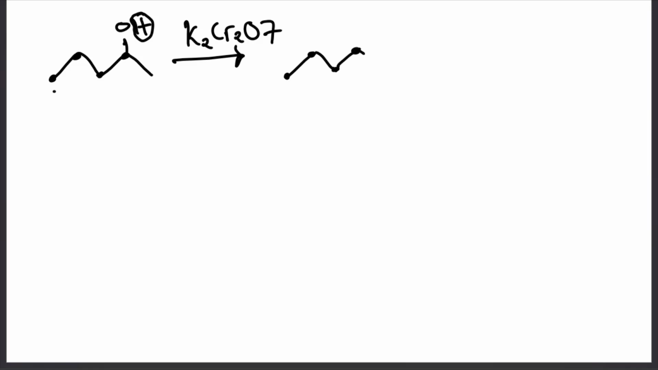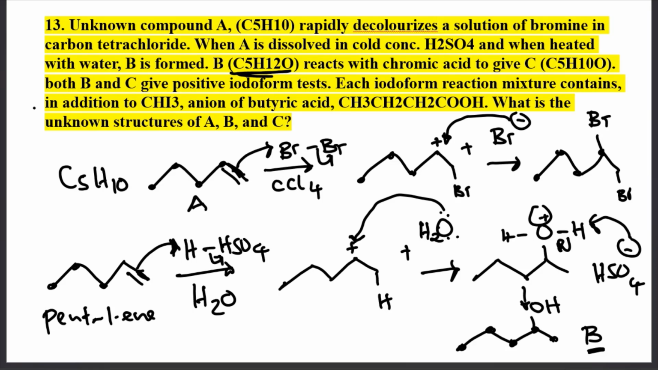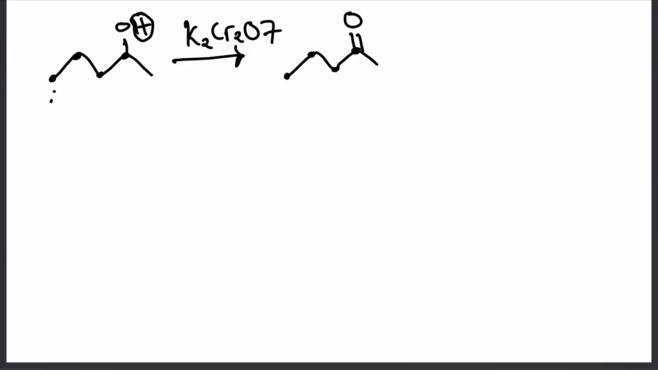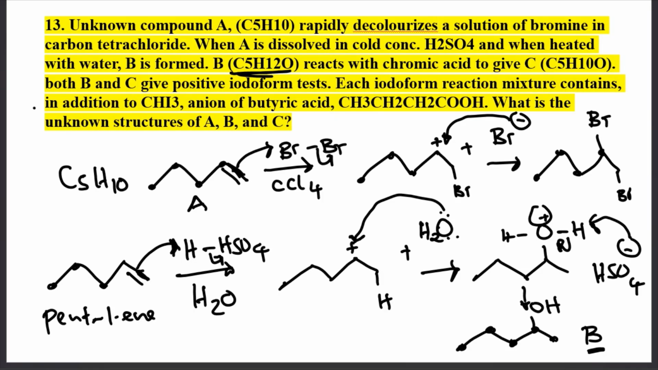1, 2, 3, 4, 5, it was formed here. When you react it with chromic acid, what you're going to form is that you're going to lose this hydrogen here. 1, 2, 3, 4, 5. And then you form a ketone. So this is the ketone. So this ketone that is formed is C here. That is C there. So this is compound C. This is compound C. And what they are saying is that both B and C give positive iodoform tests.